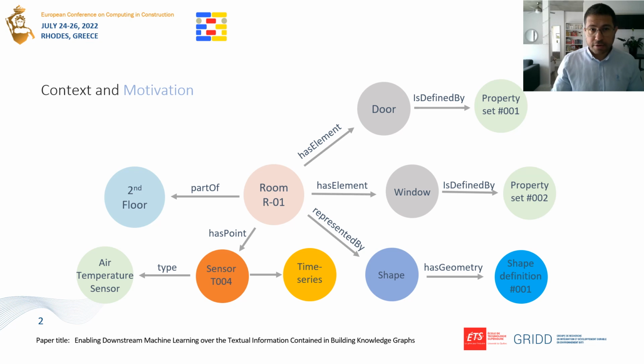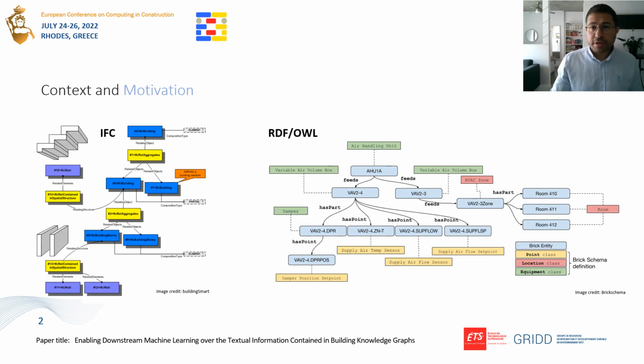And we can expand our graph by continuing to describe facts about all relevant entities, and the end result will be a rich semantic model of our building. And to do so, we can take advantage of the currently available information models such as IFC or rich ontologies such as BRICK schema.